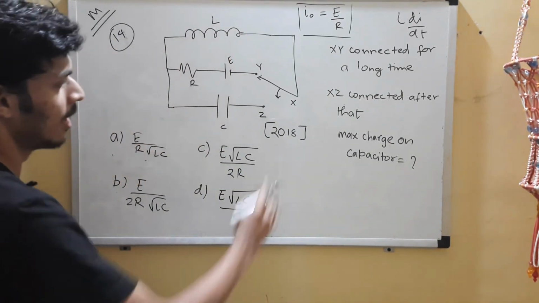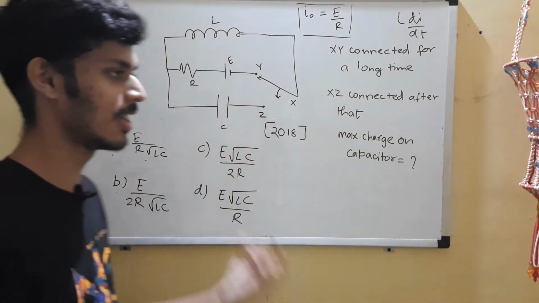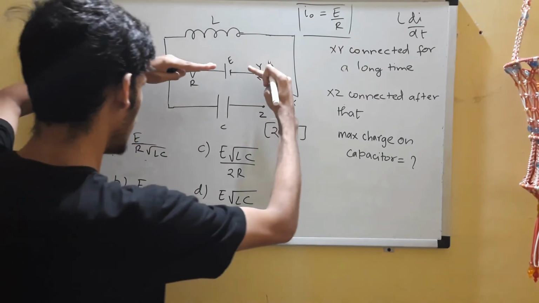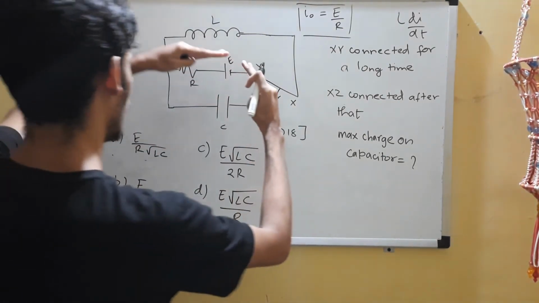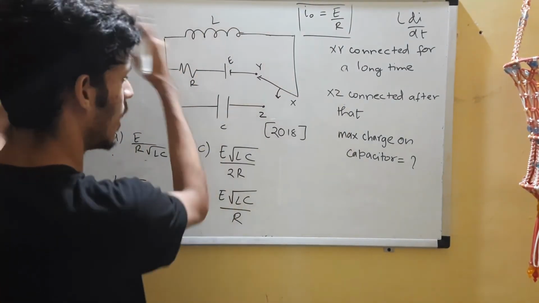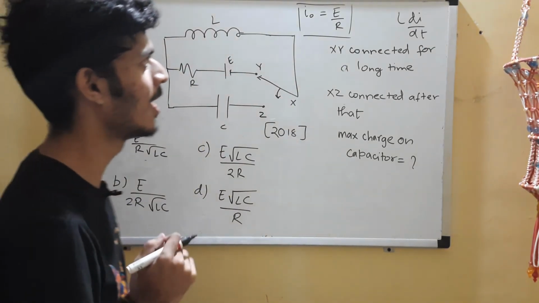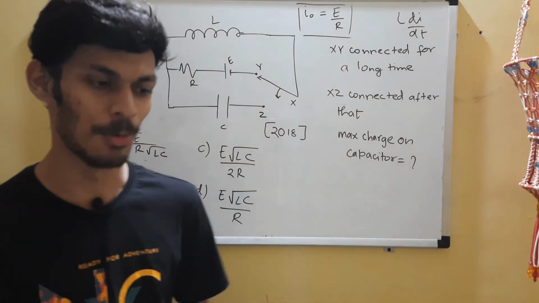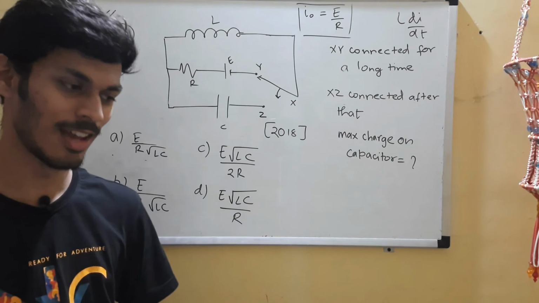Now after that, X and Z are connected, and again they are kept connected for a long time. So you can see that now it will be an LC circuit, right? Initially it was an LR circuit. Now it is an LC circuit. The battery is disconnected now. You are supposed to find the maximum charge on the capacitor now. So this was the story. The question is, find the maximum charge on the capacitor.